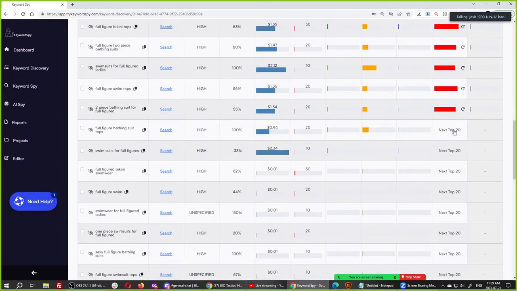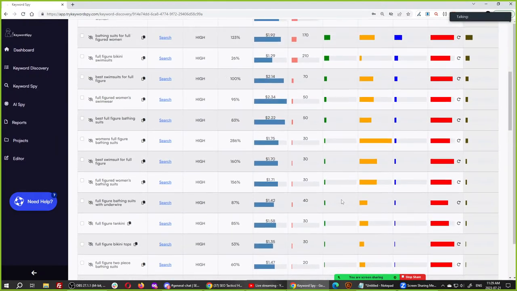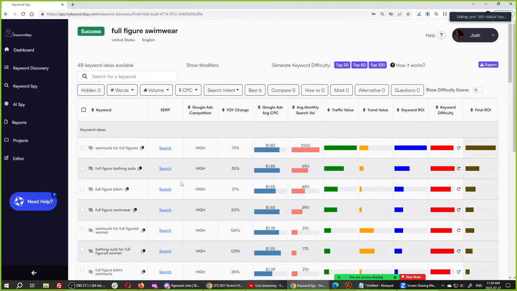I could do the next top 20. You could be America's next top ranker. So the ones that get the better final ROI are swimsuits for full figures. We have full figure swimwear here, but a much better keyword, apparently, is 23. This one is 22. It's slightly easier to rank for: swimsuits for full figures. If you have to choose between them, that would be the page that you would go for.